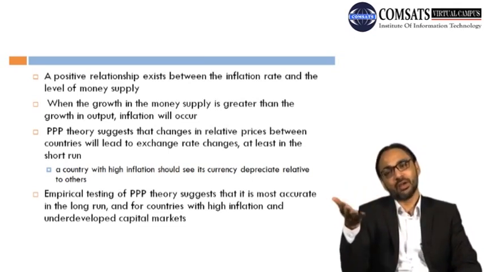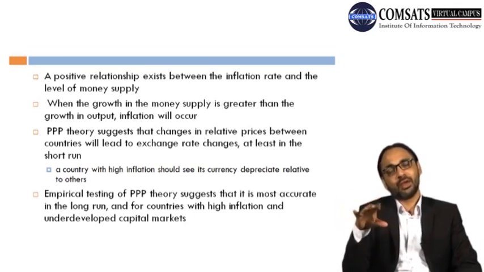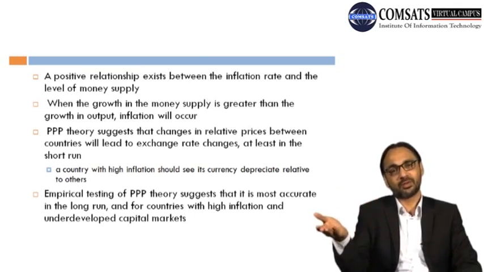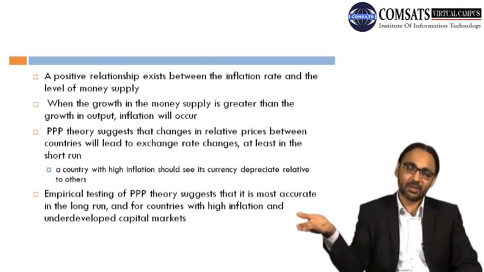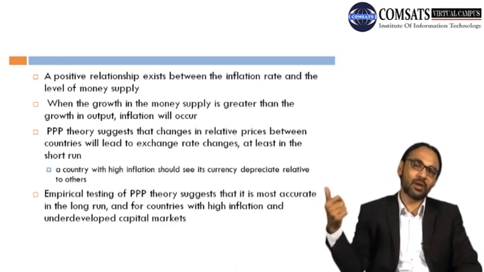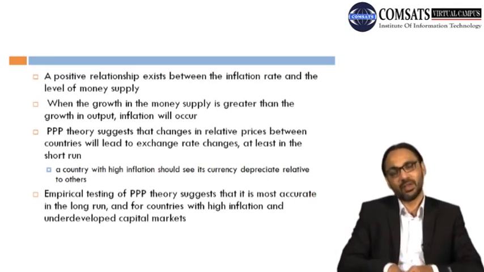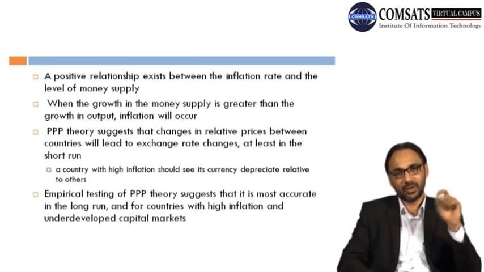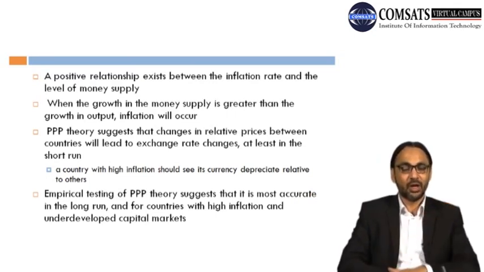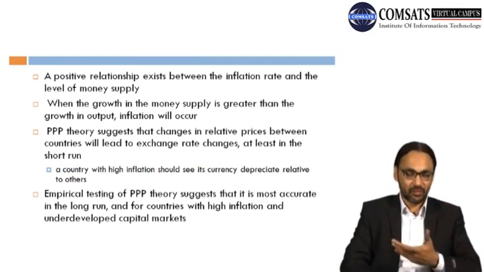sellers will charge higher. When there is one product and there are many customers, what happens? The shopkeeper starts to demand higher prices. When he observes that there is more demand for that product, he starts to sell at an extra price. Extra price means inflation. So the supply of money has a positive relationship with inflation. When the growth in the money supply is greater than the growth in output, inflation will occur.